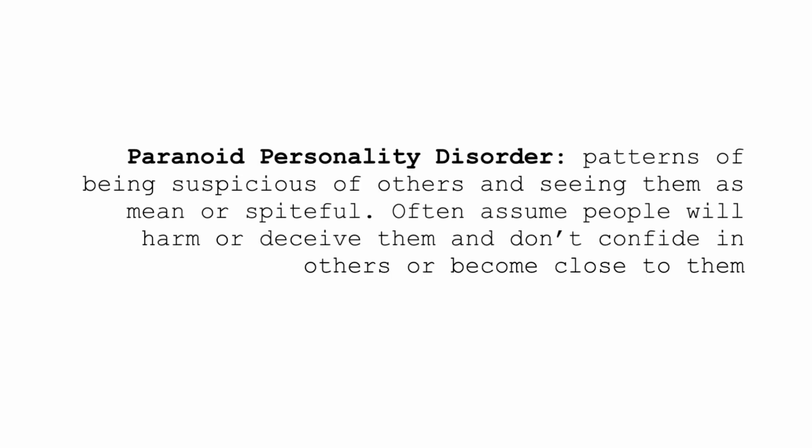Moving into a deeper dive into each of the clusters, we can now start talking about cluster A, which is the odd, bizarre, and eccentric cluster. The first personality disorder in this cluster, and this is in no particular order, it just happens to be what I wrote my notes in, is the paranoid personality disorder. Those who may be diagnosed with paranoid personality disorder may have patterns of being suspicious of others and seeing them as mean or spiteful. They may often assume people will harm or deceive them and don't confide in others or become close to them.